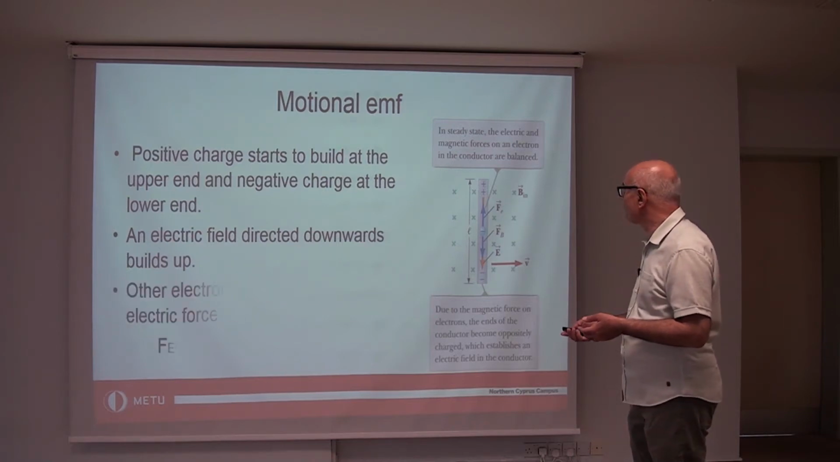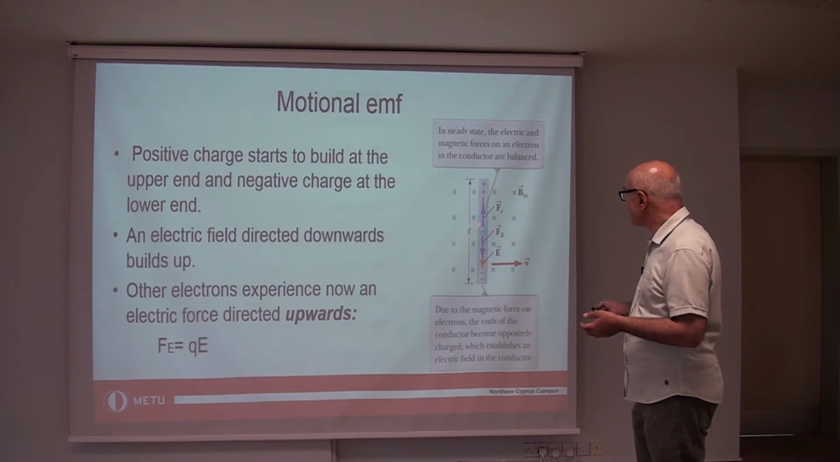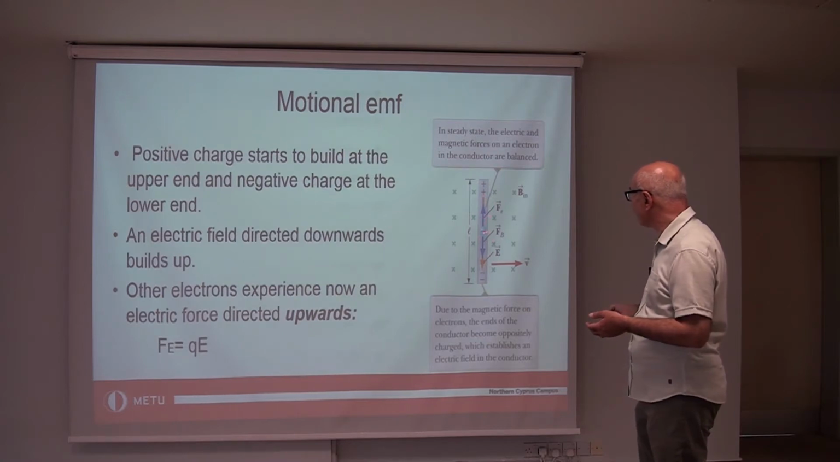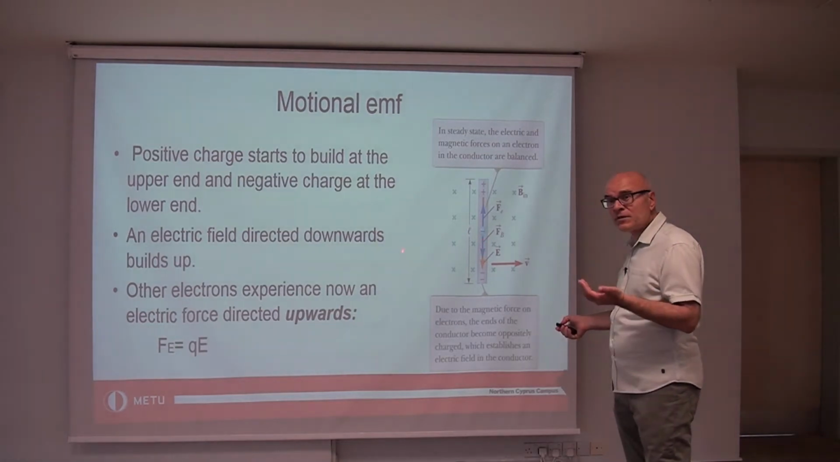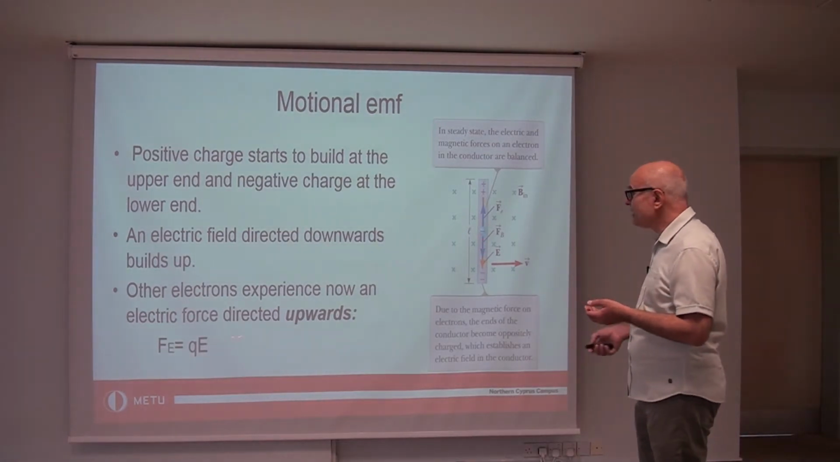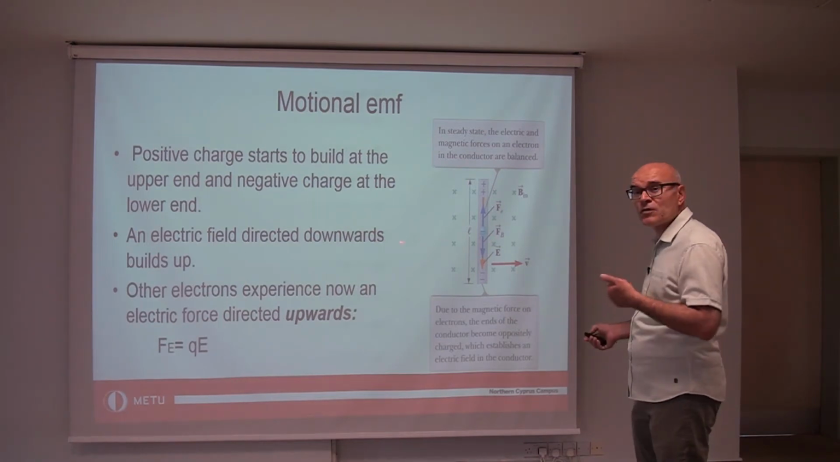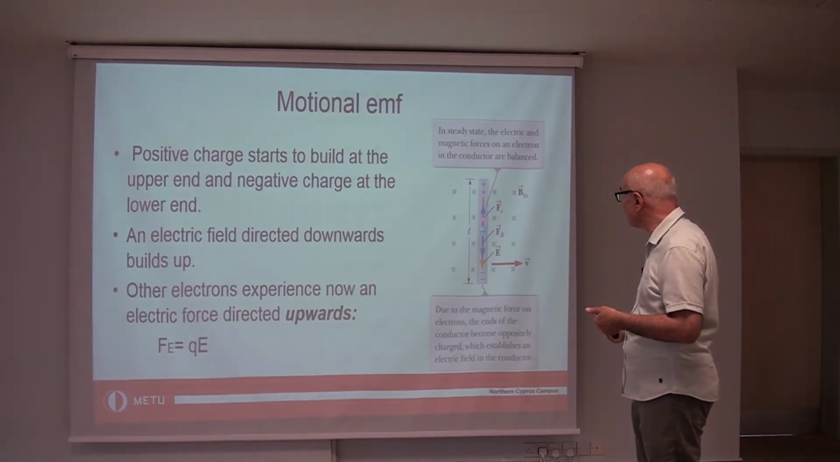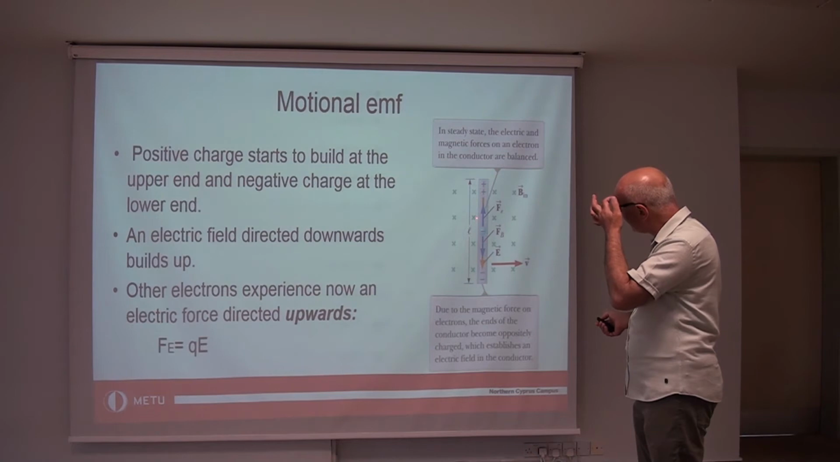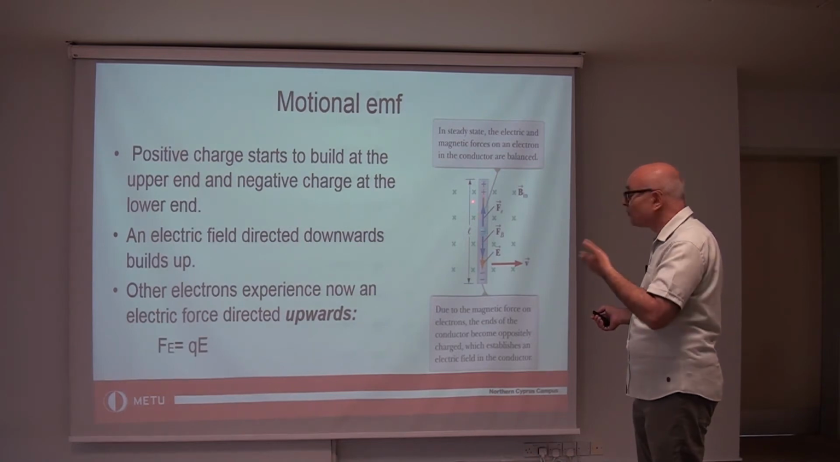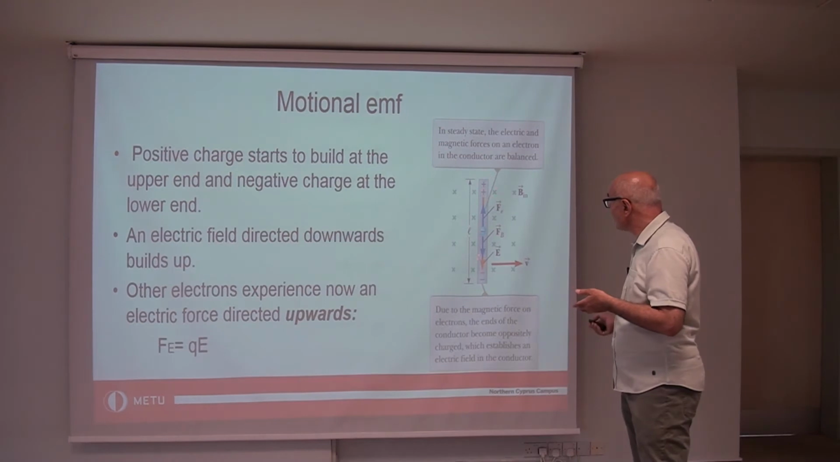Now, once there is an electric field directed here, the other electrons will start to feel a force which is qE. But since these are negatively charged particles, this force will be against the electric field, so the electric force will be directed upwards. As this continues, we will have this accumulation of negative charge here and positive charge here, and this again will lead to an electric field which will increase as the charge builds up.